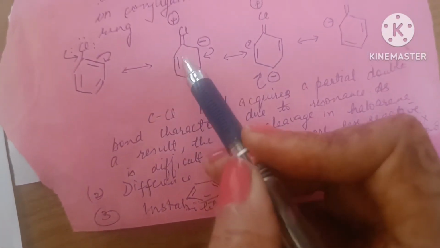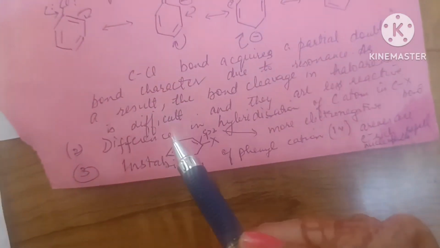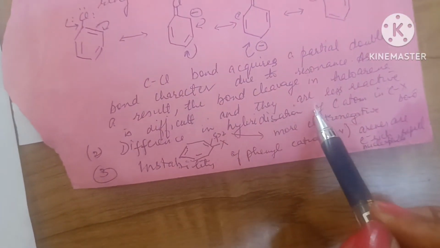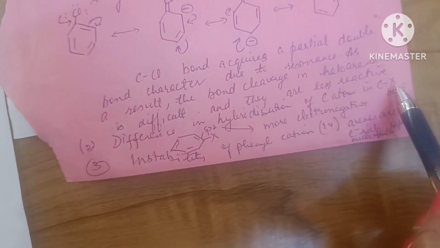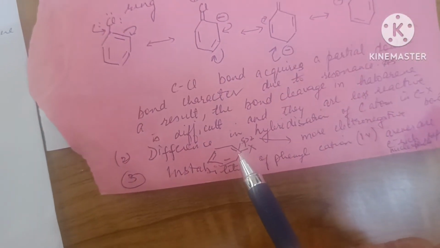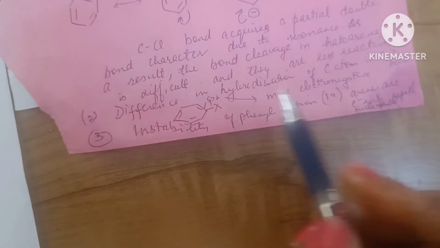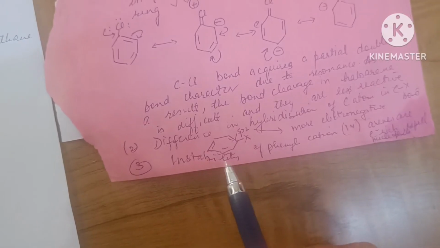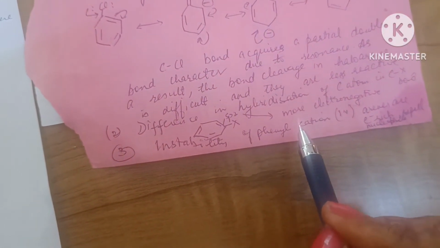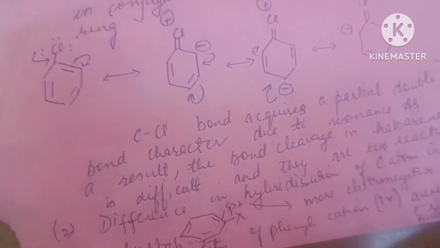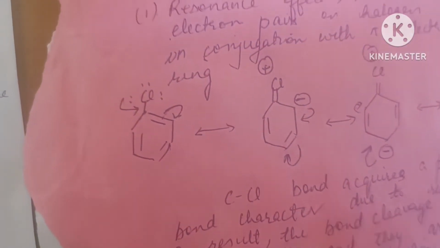Also, here this is a more electronegative atom, so the electronegativity difference decreases. This is sp2 hybridized. Difference in hybridization of carbon atom in C-X bond: in haloarene, the carbon atom is sp2 hybridized. It is more electronegative. Then the phenyl cation is unstable, and arenes are electron rich and will repel the incoming nucleophile. Question number 26. Write a short note on coupling reaction.